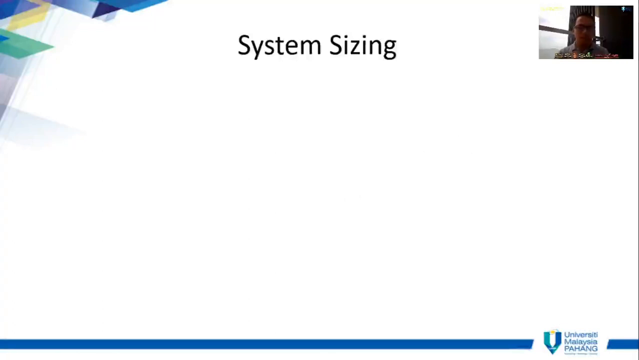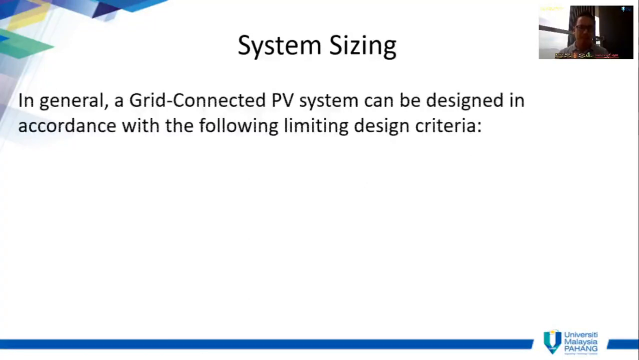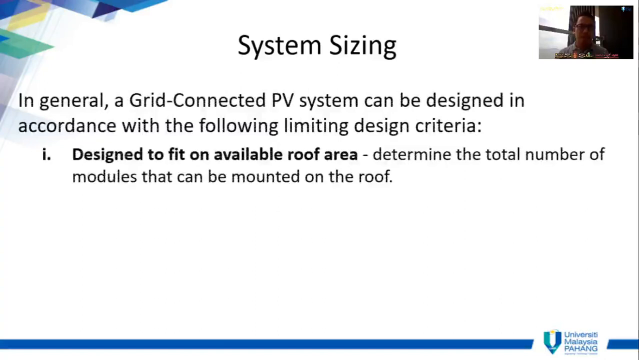When you are doing a system sizing, there are several criteria that can be considered in order to appropriately design a grid-connected PV system. The first point is to design to fit on available roof or land area, in order to determine the total number of modules that can be mounted on the roof or installed on the land. For example, you're given 3 by 5 meters.